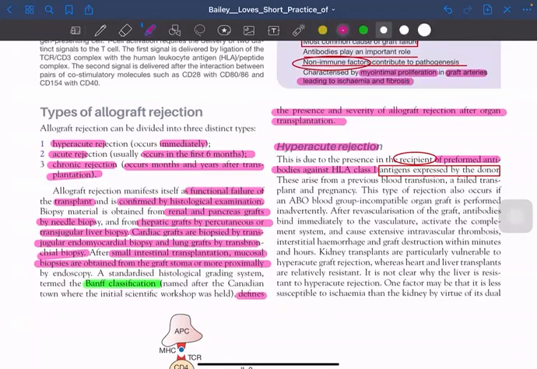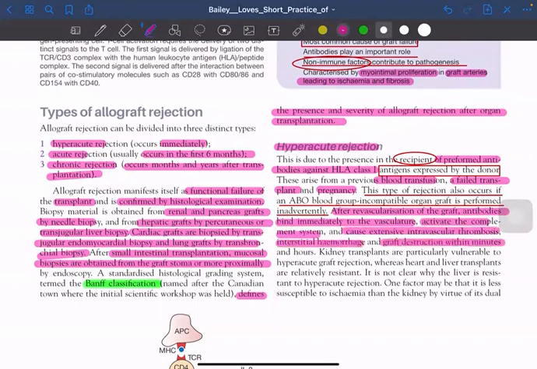How is the recipient having the antibodies? The recipient has antibodies because of a previous blood transfusion, a failed transplant, or a pregnancy. This type of rejection also occurs if an ABO blood incompatible organ graft is performed inadvertently. After revascularization of the graft, antibodies bind immediately to the vasculature. They activate the complement system and cause extensive intravascular thrombosis, interstitial hemorrhage, and graft destruction within minutes and hours.